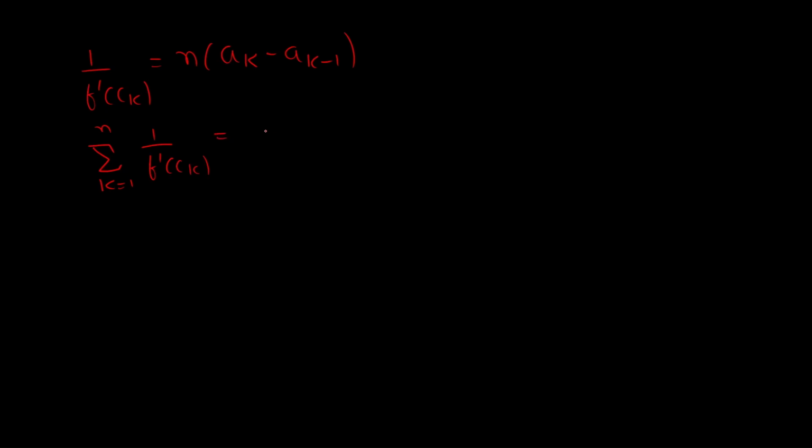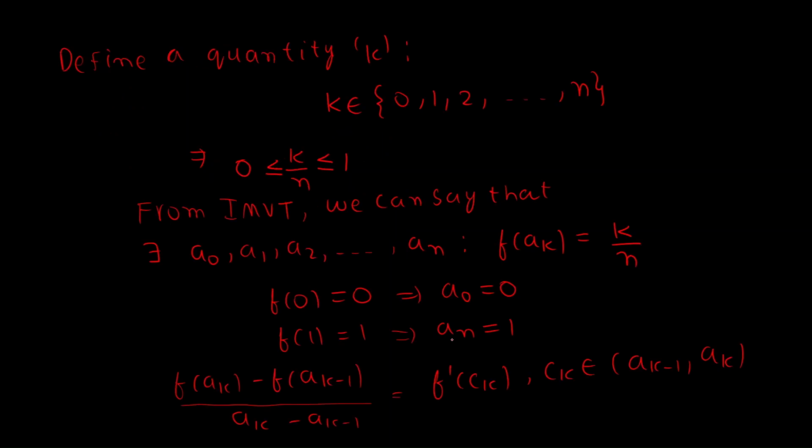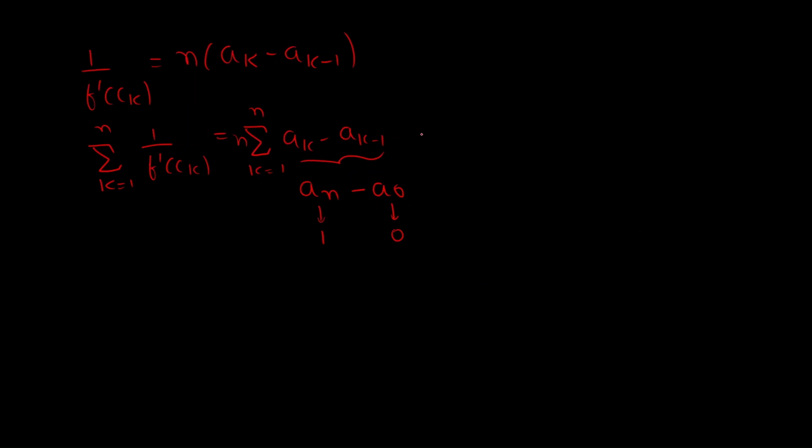I will get sigma k equal to 1 to n. I can take this n out common since it doesn't depend on k, times (ak - ak-1). This is a telescopic series. After I do the summation, I'll be left with an minus a naught. An is nothing but 1 and a naught is nothing but 0, as we have said in our previous slide. So this thing is nothing but n. So therefore we said that.